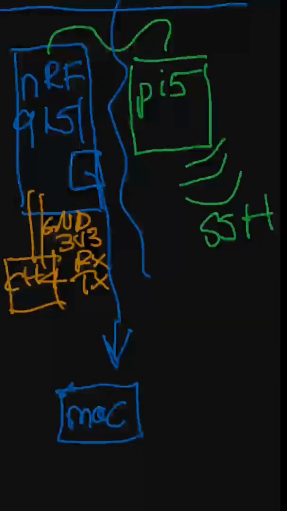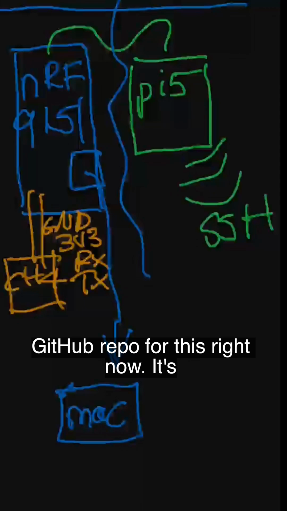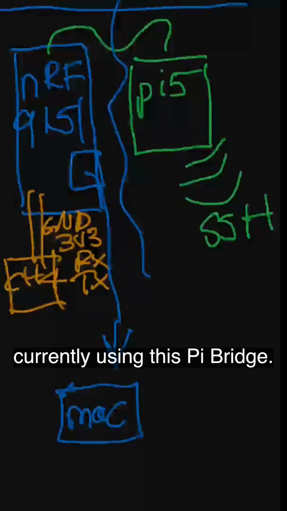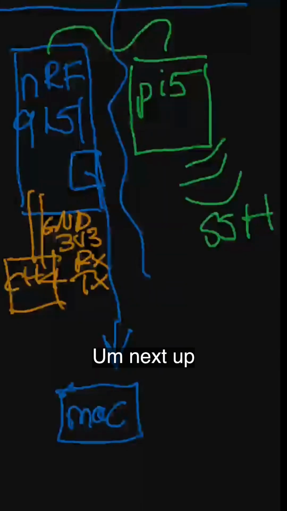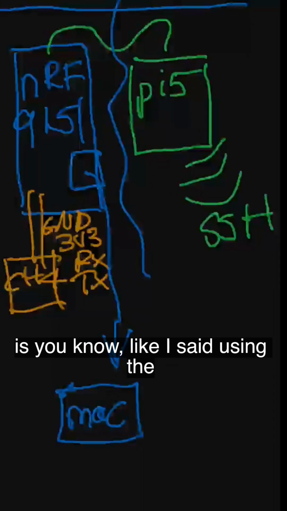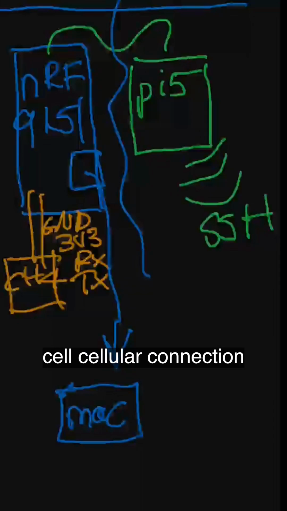And so I have a GitHub repo for this. Right now it's currently using this Pi 5 bridge. Next up is, like I said, using the cellular connection on the Nordic chip, on the Nordic board.